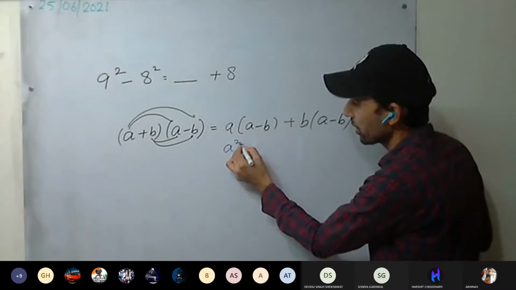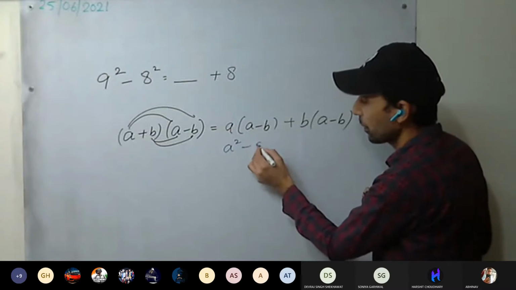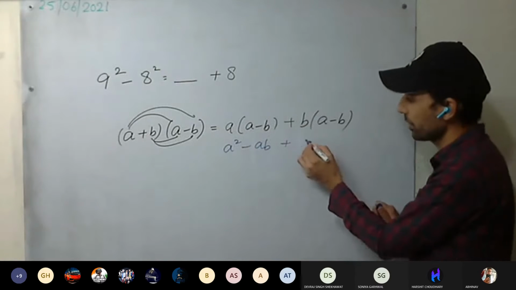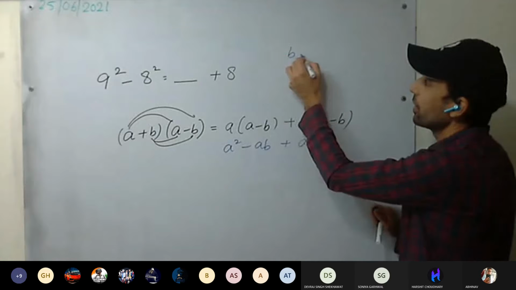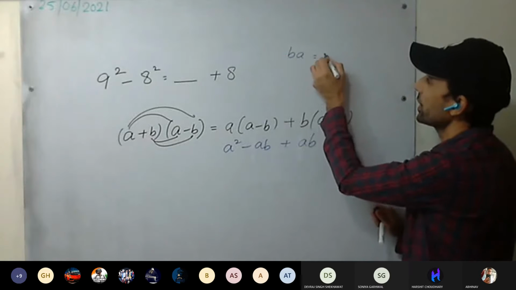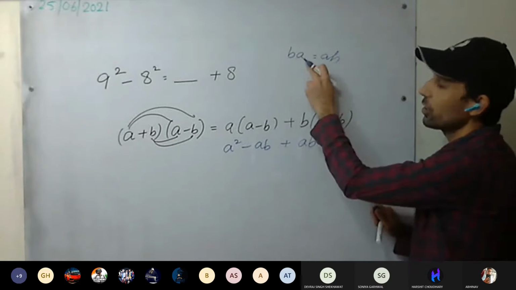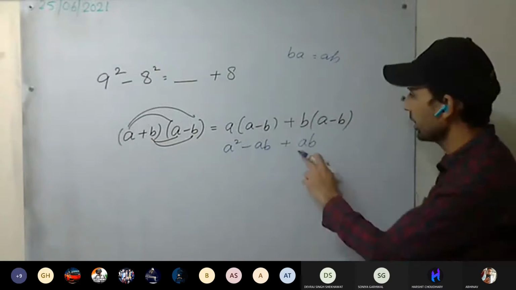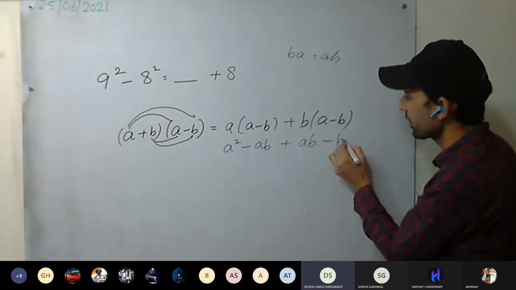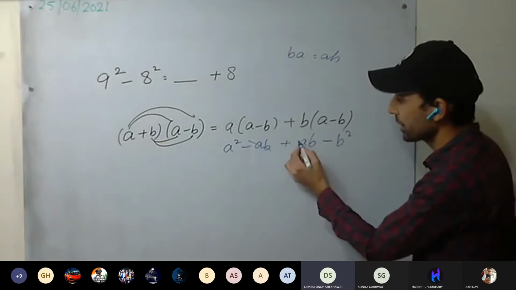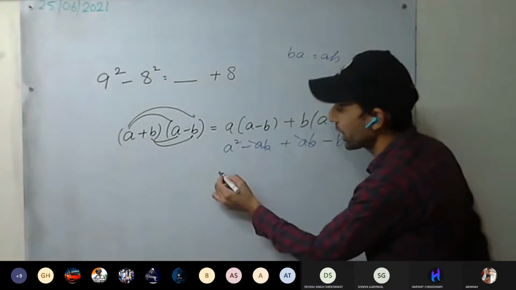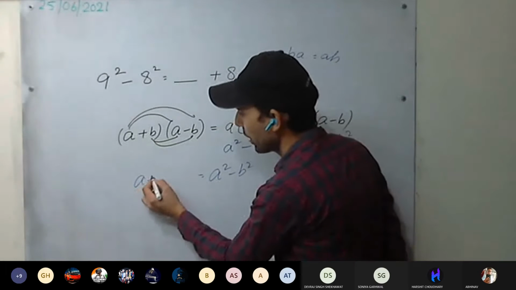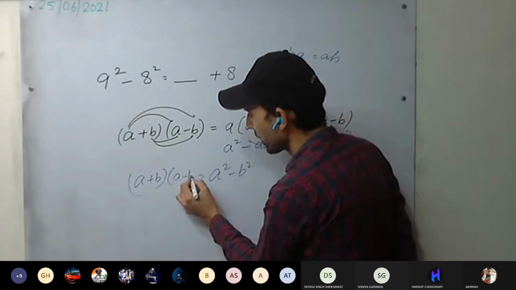a into a is a square, a into minus b is minus ab, plus ba, we can write ab, yes or no? We have studied that product is commutative. Whether you multiply 2 into 3 or 3 into 2, you will always get 6. And minus b square. See here, minus ab plus ab is 0. What you are getting is a square minus b square. It is a plus b into a minus b.